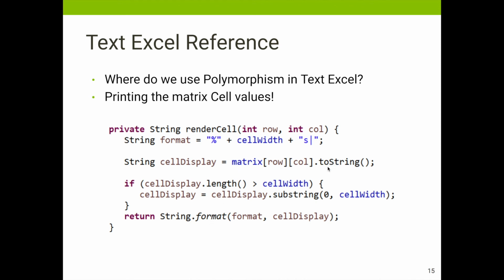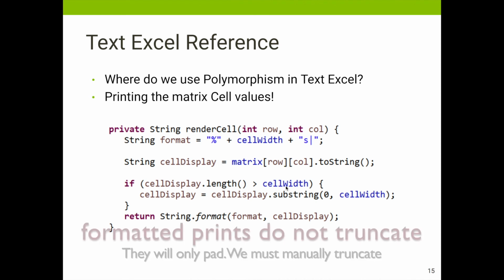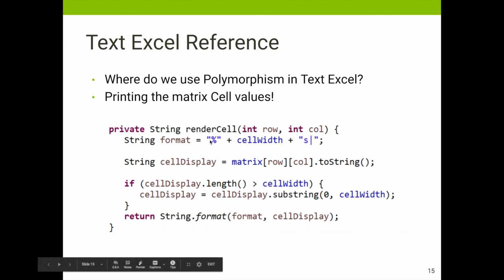I asked the matrix to print itself. Give me the string that you're going to use to print yourself. If it's a number cell, a text cell, or a date cell, it does not matter. It's going to print itself in the correct format, stuff that into cell display. Then I ask if the cell display length is greater than our cell width, we have to truncate it, because String.format doesn't truncate, it'll only pad. So if we were going to truncate it, we have to manually do that beforehand. Using this method for rendering cells is very, very slick.